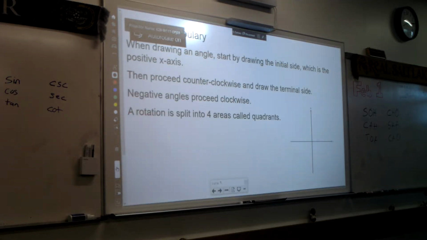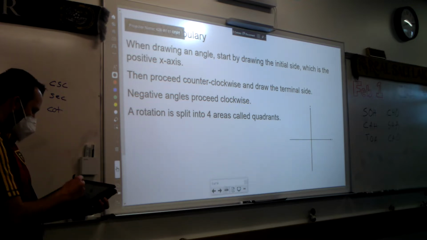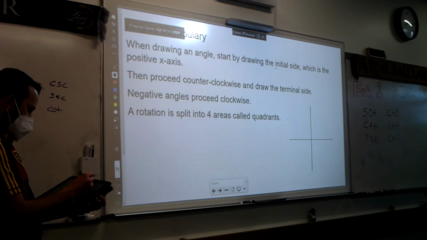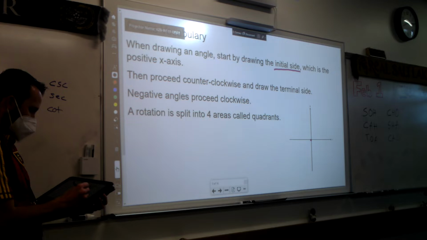Now, some of this I had in your notes, and some of it I didn't. So this is one that's not in your notes. You probably know this, but if you don't know it, you can add it to it, okay? So when I draw an angle, I'm going to start with what is called the initial side. Initial means it's where it starts, and this is the positive x-axis. So right here, this is what I call the initial side.